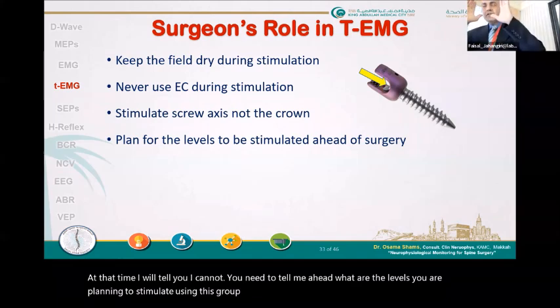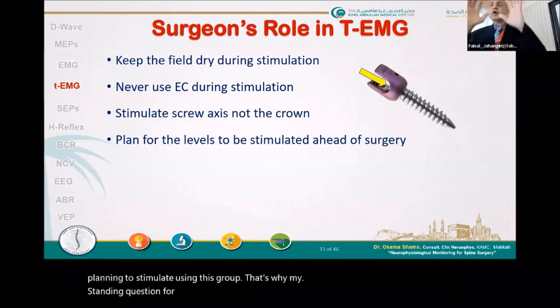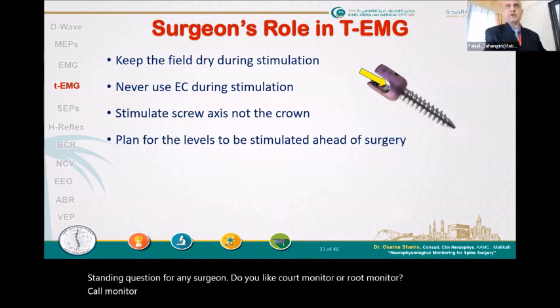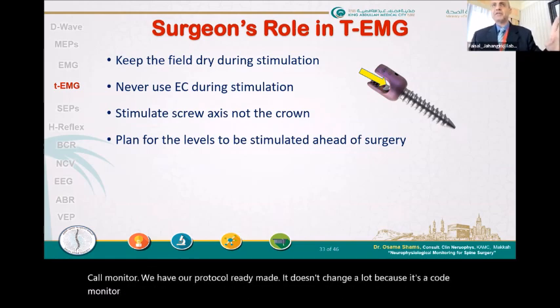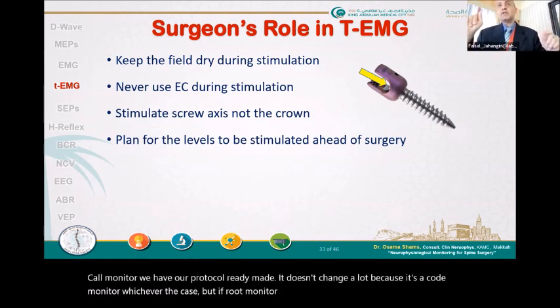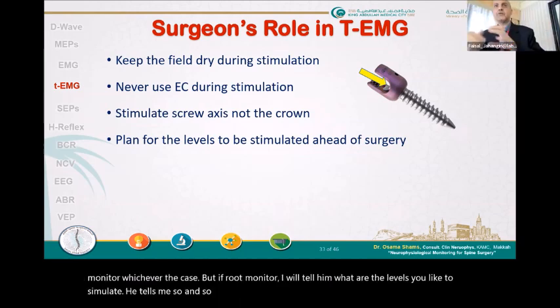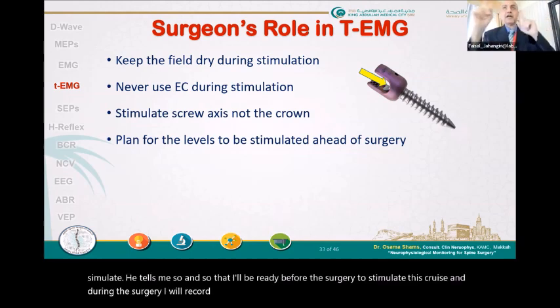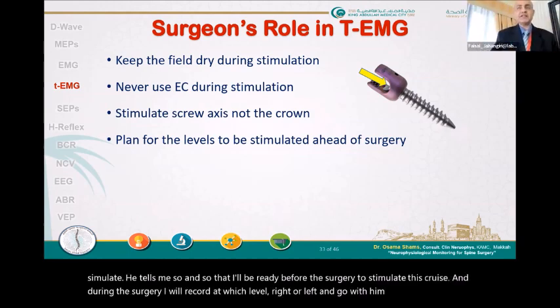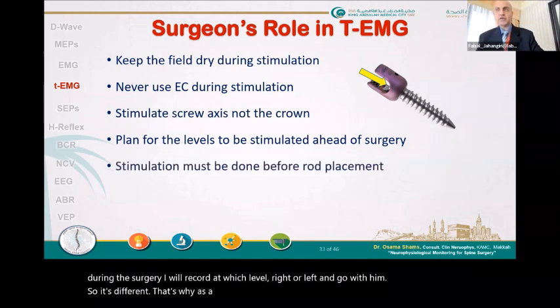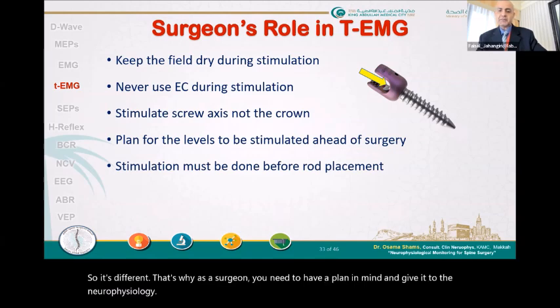That's why my standing question for any surgeon is, do you like cord monitor or root monitor? Cord monitor, we have our protocol ready-made. It doesn't change a lot because it's a cord monitor, whichever the case. But if root monitor, I will ask him, what are the levels you would like to stimulate? He tells me, and I'll be ready before the surgery to stimulate these screws. During the surgery, I will record at which level, right or left, and go with it. So it's different. That's why, as a surgeon, you need to have a plan in mind and give it to the neurophysiology team.